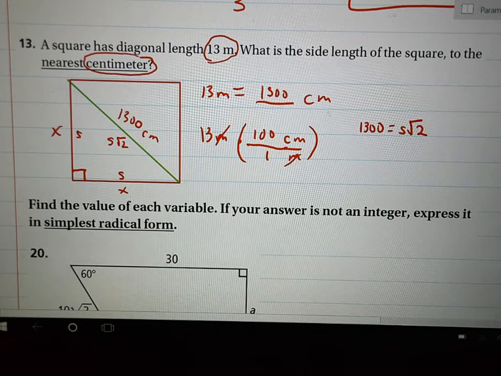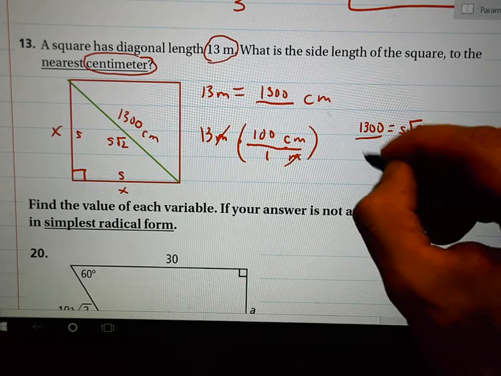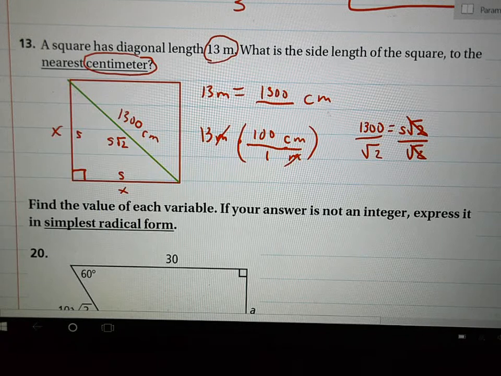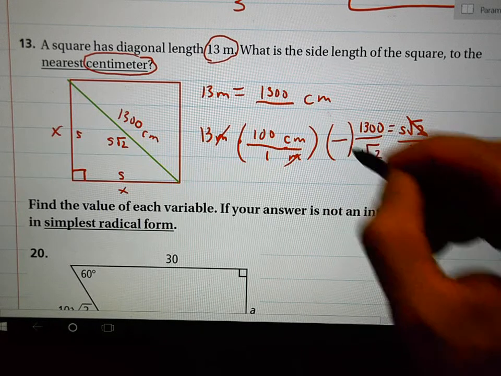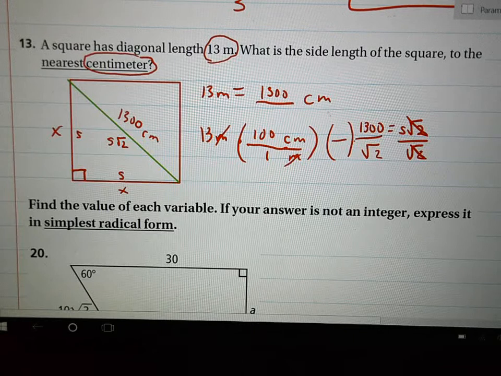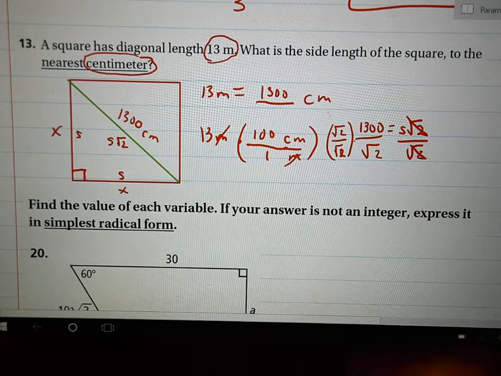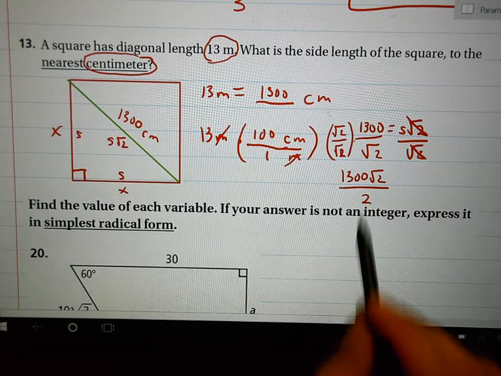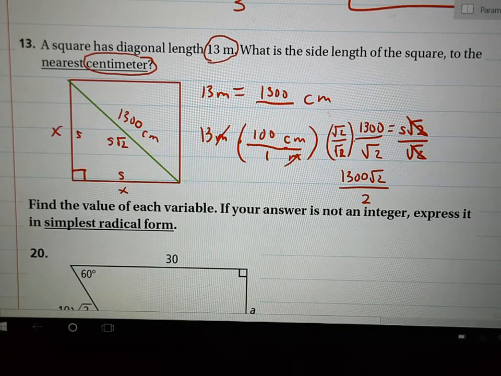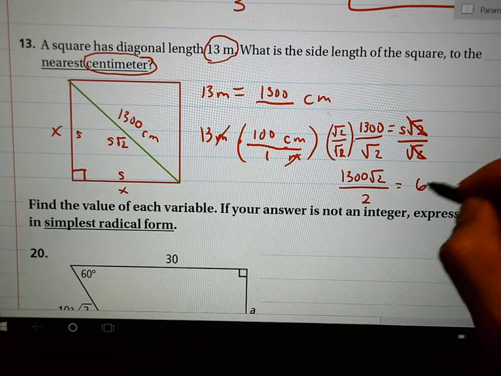How do you get the S by itself? Divide by root 2. And then you have to make sure that you rationalize. Here we're going to multiply by what over what? Let's see if we remember. Tell your partner, what are you going to multiply by if you're doing it by hand? So the top becomes 1300 root 2 over, but these two coefficients reduce, which comes out to 650 root 2.